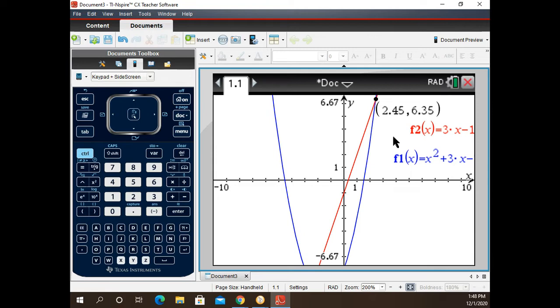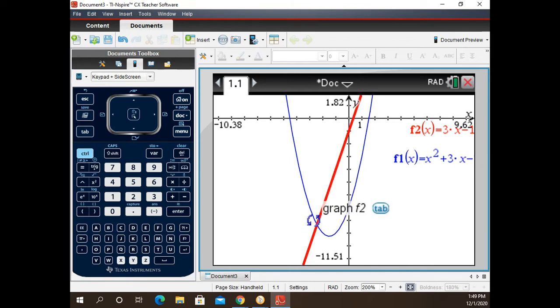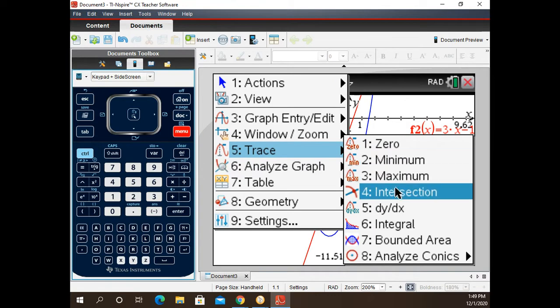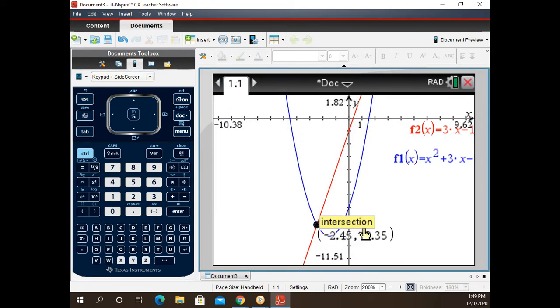So that's at 2.45, comma 6.35. There's one solution to my system. And then I should have, it looks like, another intersection down here somewhere. So I'm going to move this graph just a little bit, and I can see that other intersection point. I'm going to find it using my calculator. Remember, with your calculator, you never have to guess. You can find those places exactly. And my other solution is at negative 2.45, comma, negative 8.35. So I solve this system by graphing and looking for my intersection points.